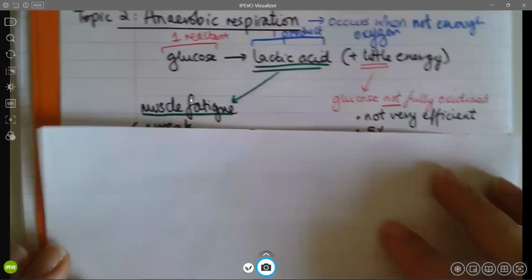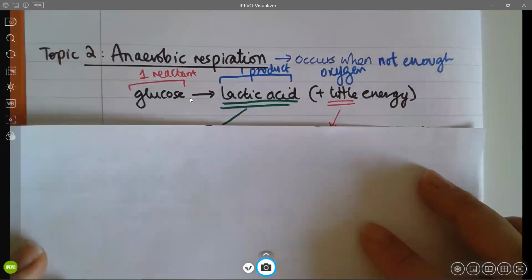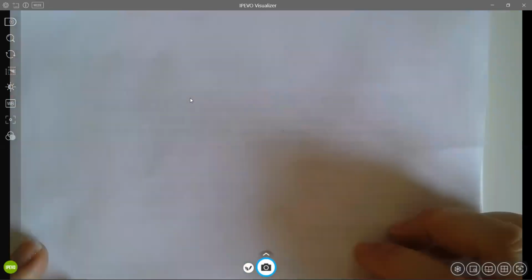So make sure you know this equation really, really well. Say it in your head a few times. If you need, tell your mum, tell your dog, tell someone else what the anaerobic respiration equation is. Now cover it. Do you remember it?